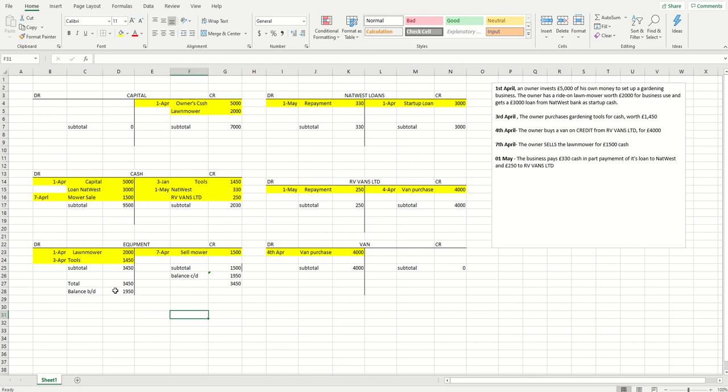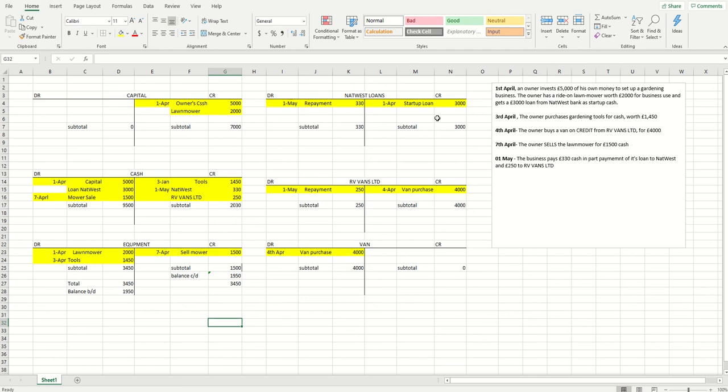Okay, so this is the layout we're looking for. The balance carried down will always be on the short side of the ledger. The balance brought down will always be on the high side of the ledger, and it will follow this layout. Let's do that again, but this time we'll do it for the NatWest Loans ledger.